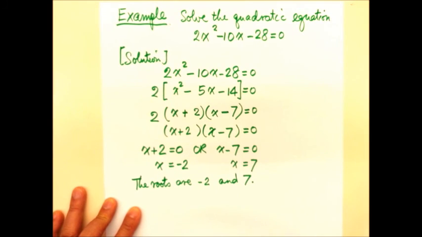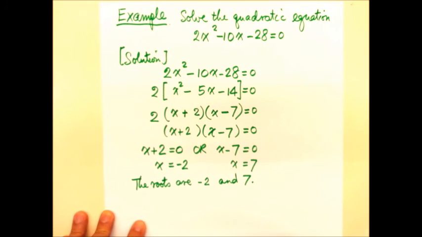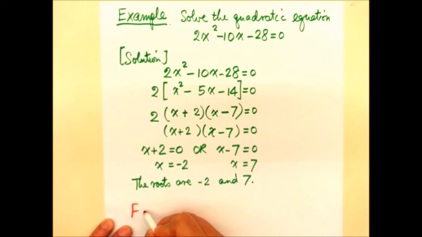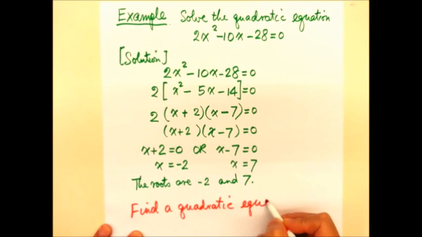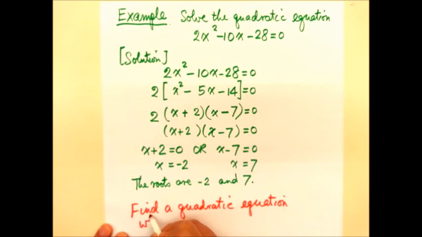Now, there's another situation. We have to find a quadratic equation. And we know the roots beforehand. Like this. Form or find a quadratic equation whose roots are minus 3 and 11.